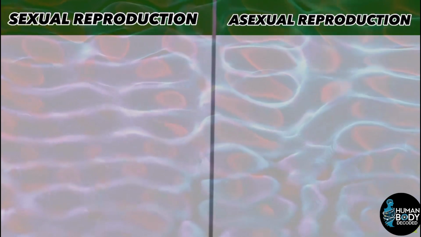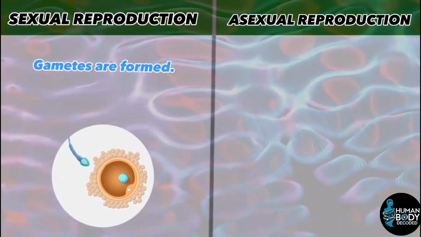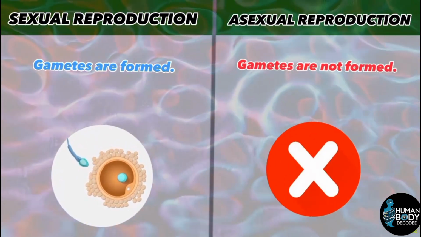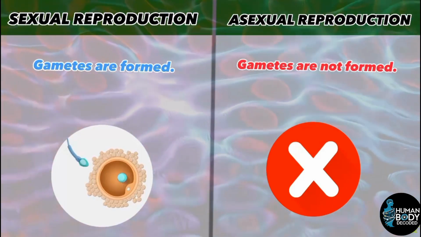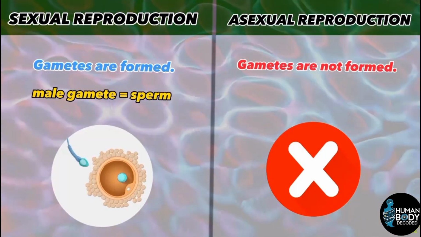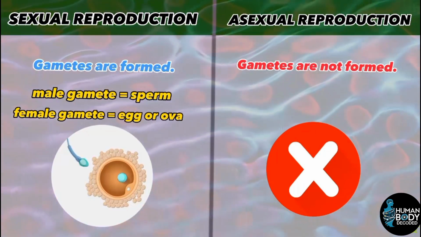Difference number 2. In sexual reproduction, gametes are formed, whereas in asexual reproduction, no gametes are formed. In sexual reproduction, the male produces male gametes called sperm, and the female produces female gametes called eggs.